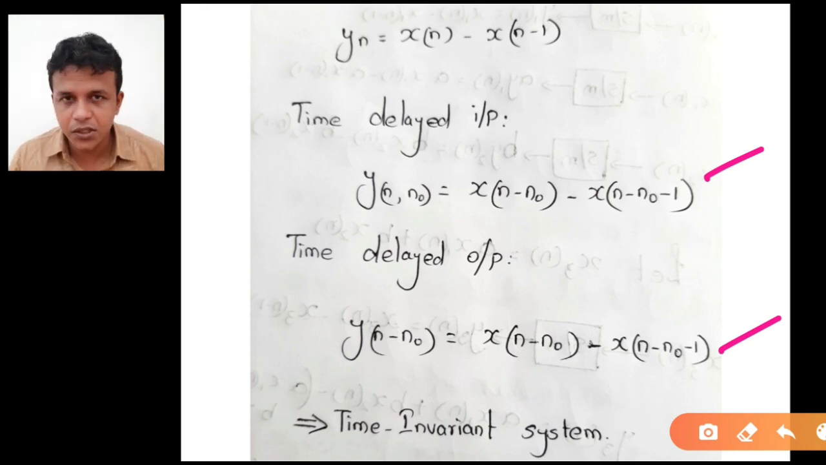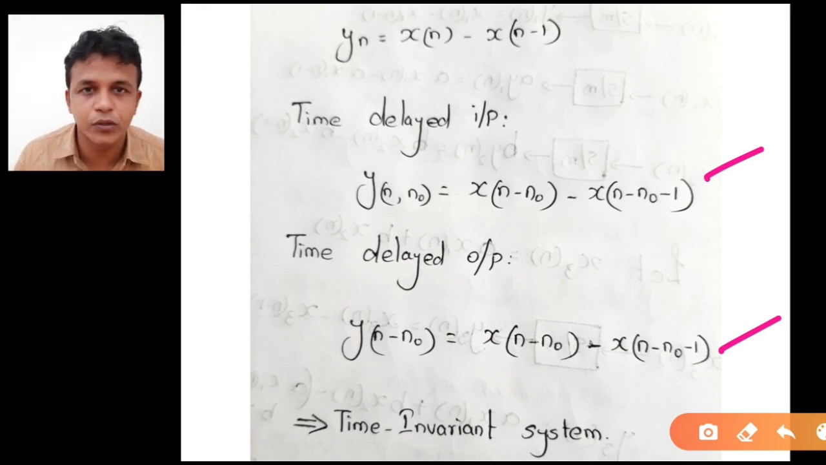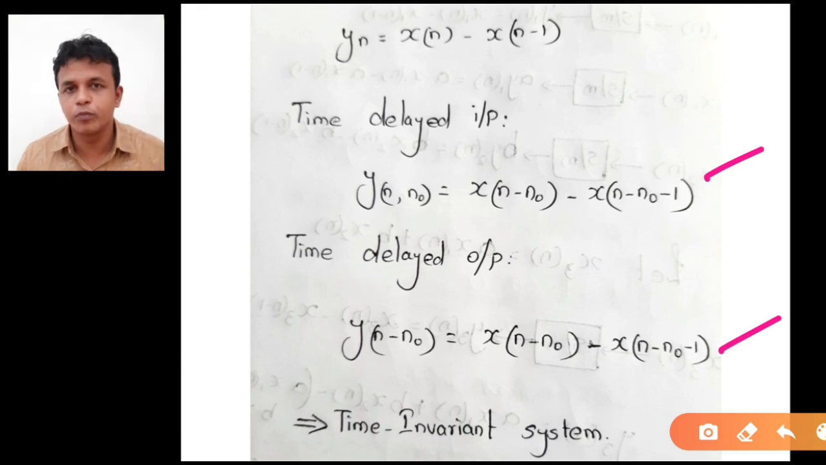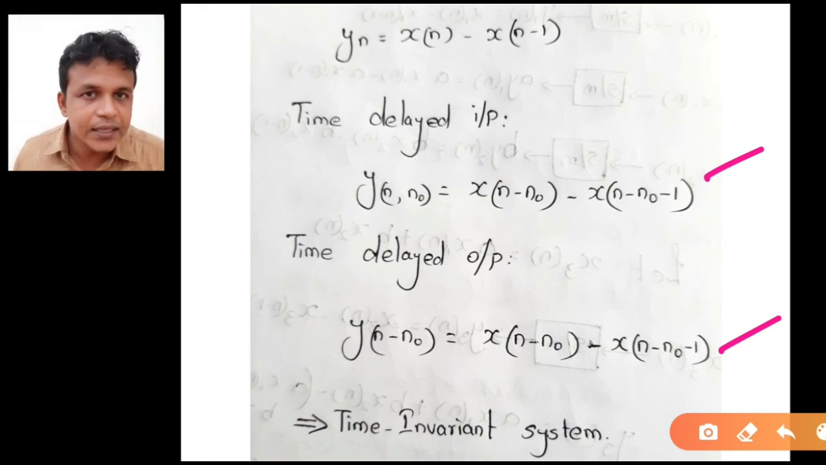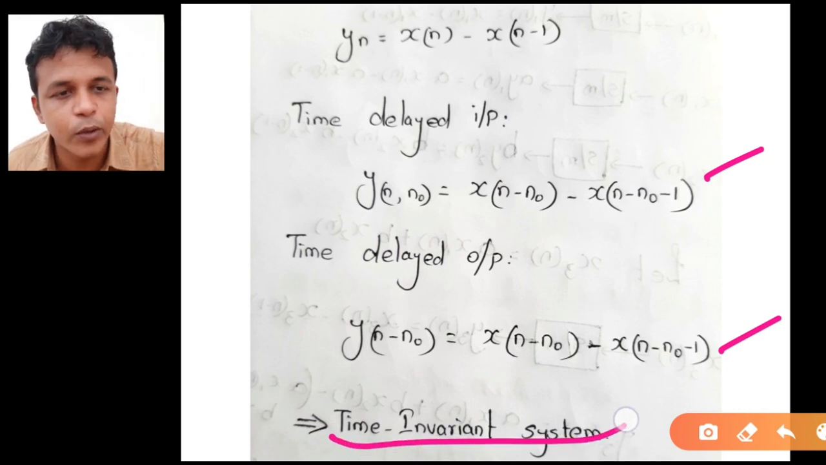In the previous question, those two equations were not the same. So the time delayed input was not producing the same kind of time delay in the output. For this reason, in the previous question we concluded that it was a time variant system, whereas in this question the time delayed input is producing the same kind of time delay in the output. So this system has become a time invariant system.